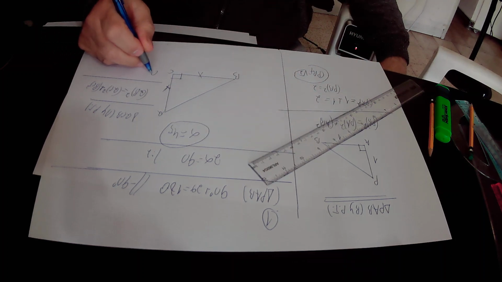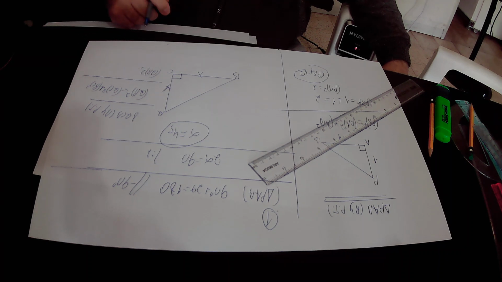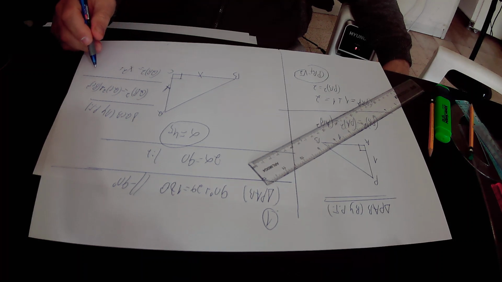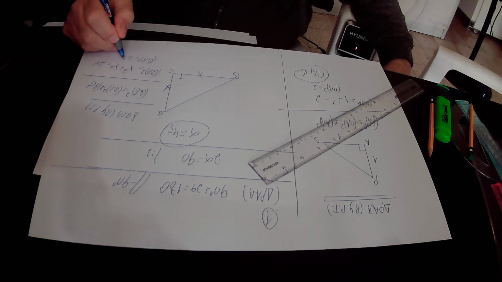So QB square equals QC square. QC is x, therefore QC square is x square, plus BC square. BC is x, therefore BC square is x square. So in total QB square equals x square plus x square, that is 2x square. QB square equals 2x square.